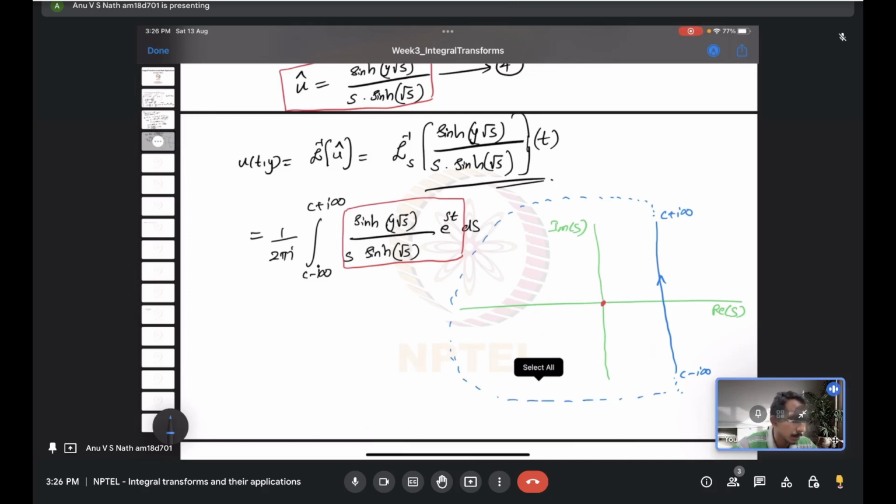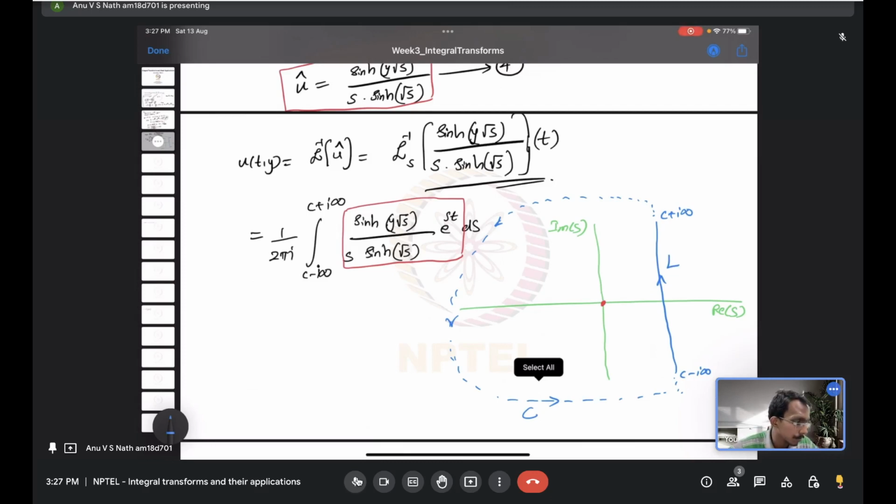So let's say this dashed curve with orientation like this, anti-clockwise orientation. Let's call this curve as C, and the line from c minus I infinity to c plus I infinity as L. The both form actually a closed contour.